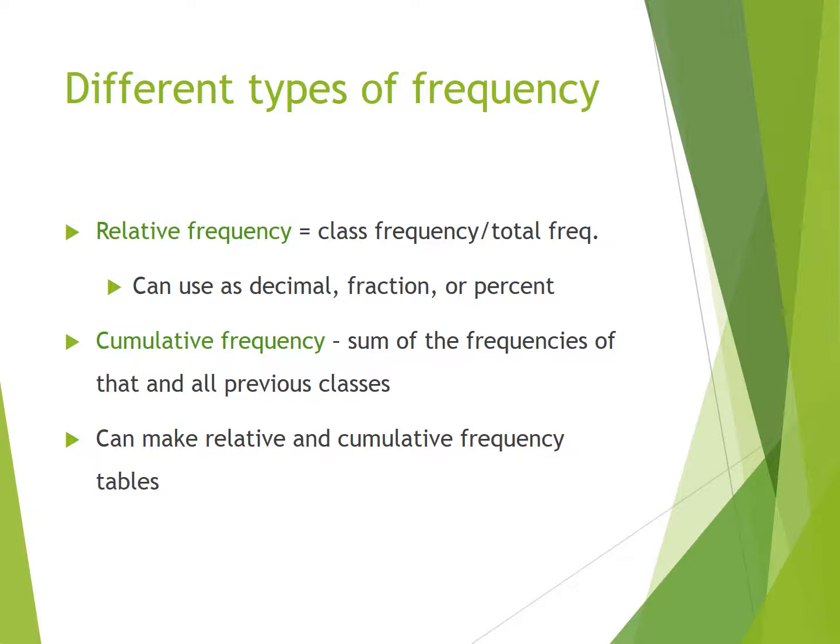There are different types of frequency. There's a relative frequency, which is equal to the number in the class divided by the total number in the data set. And this can be represented as a decimal, a fraction, or a percent. You have cumulative frequency, and this is the sum of the frequencies of that class and all previous classes. And you can also make both relative and cumulative frequency tables.